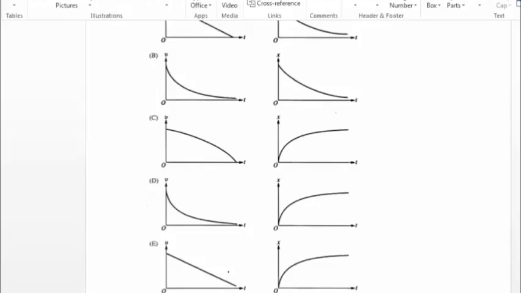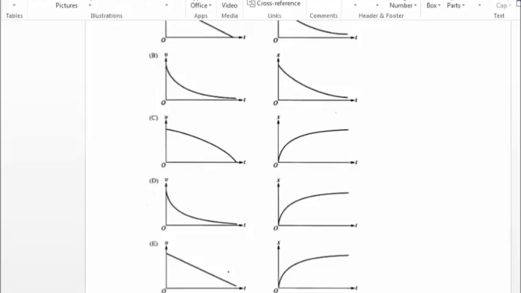Now the force is proportional to minus v. So the variation of velocity with time cannot be linear. This is possible only for a constant force. So that is ruled out. Then we are left with C and D.